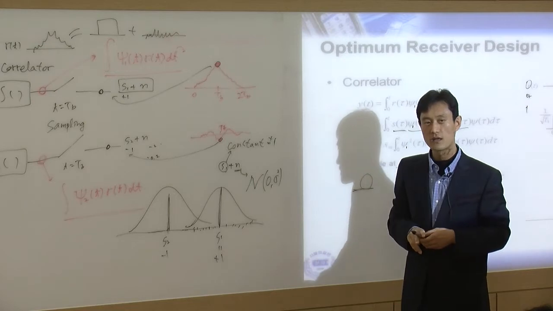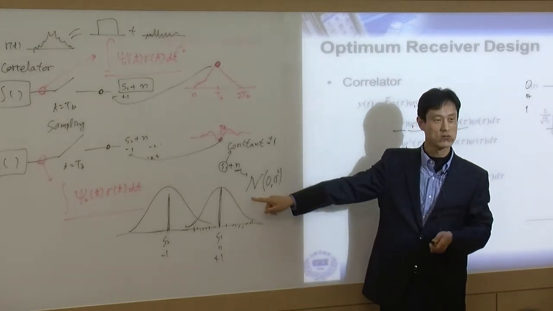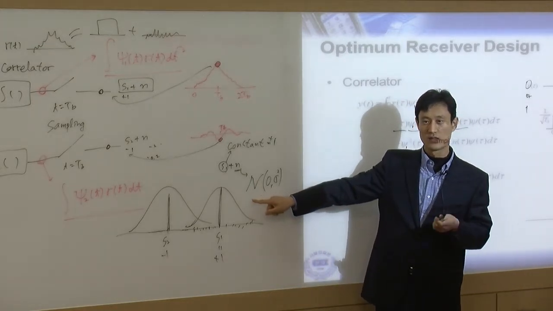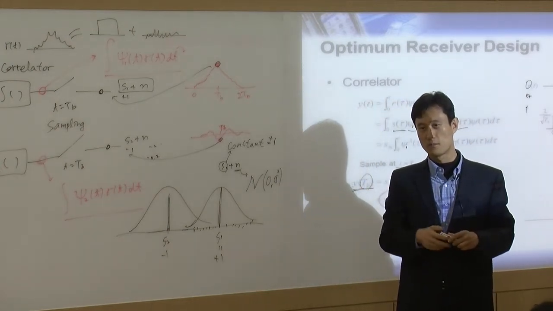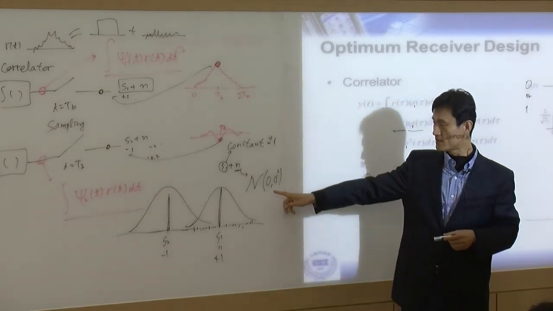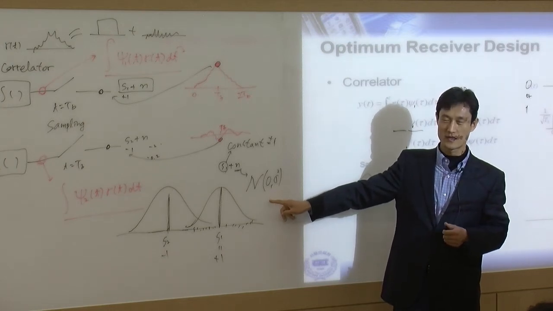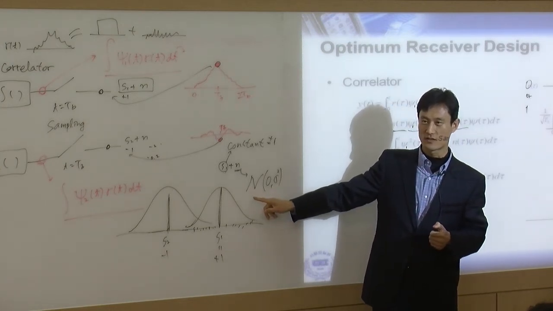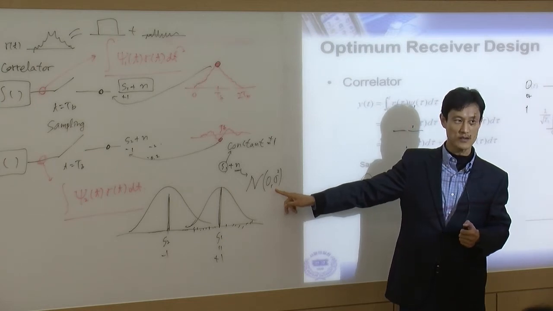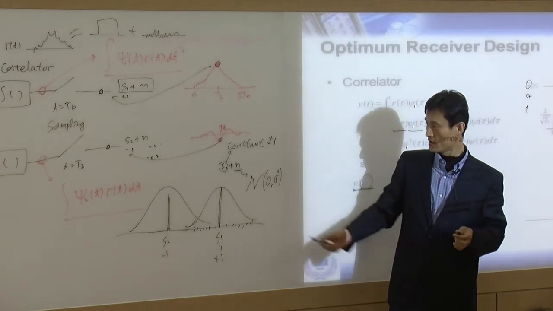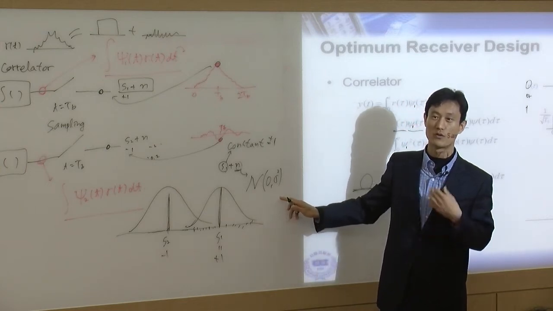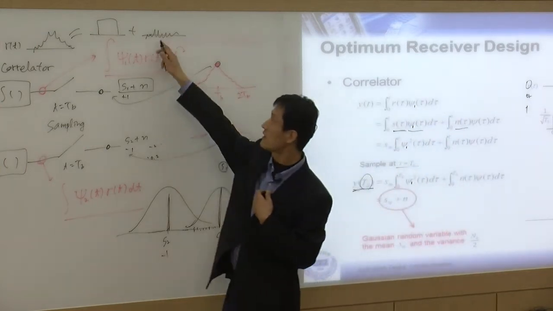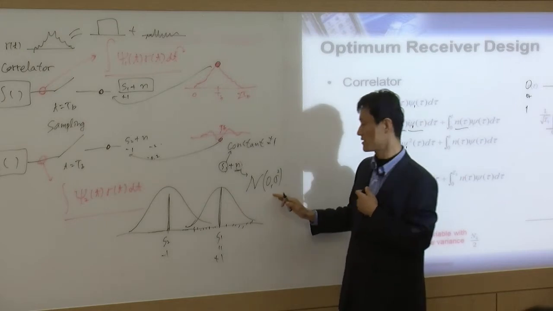Let's call it this way. This means normal. Normal means Gaussian. The Gaussian distribution has 2 parameters, mean and variance. The mean is 0, which is called the zero mean Gaussian, and the variance is sigma square. That's the random variable. That's the statistics of our noise. Our noise n has this statistics.